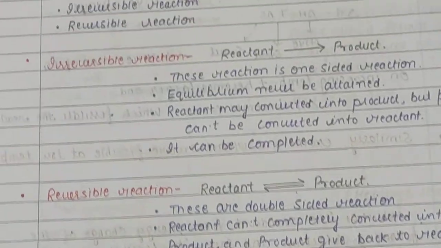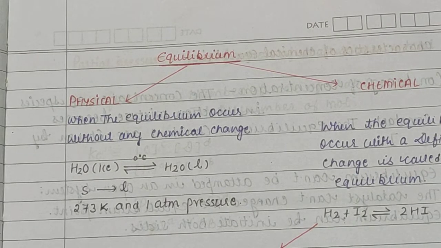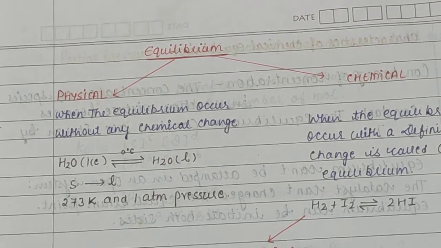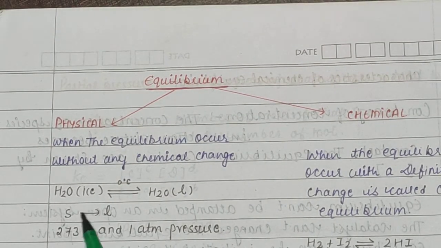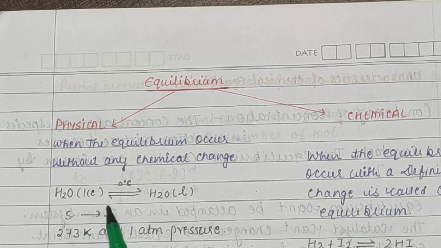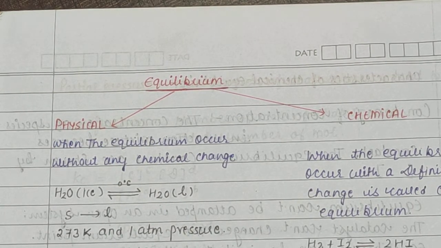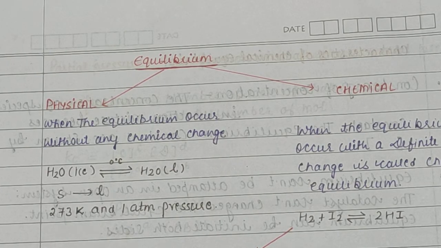Okay. Next we are going to understand what equilibrium is. Equilibrium can be of two types: physical equilibrium and chemical equilibrium. When the equilibrium occurs without any chemical change, this type of equilibrium is physical equilibrium, students. Like water, which is ice at 0 degrees Celsius, can be converted into liquid, meaning solid is converting into liquid, but there is no chemical change. Water is water, whether it is ice or liquid. So at 273 Kelvin and 1 atm pressure, the solid can be easily converted into liquid.